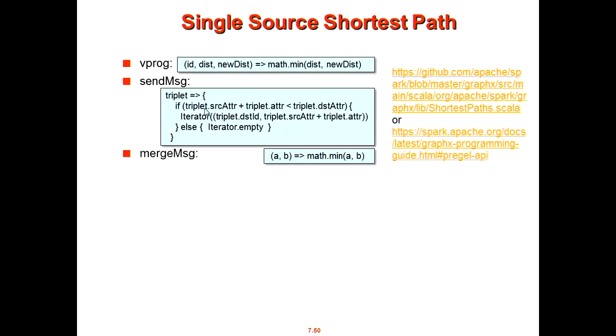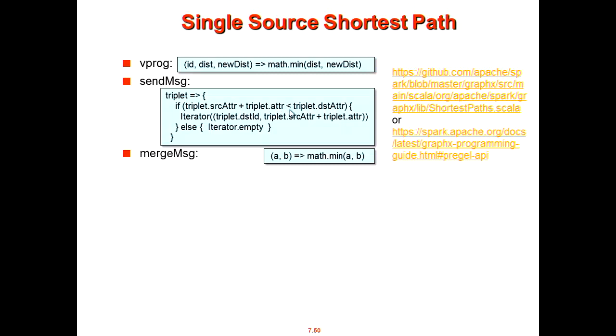So it will try to check if I need to send my message out. How to do that? There's a triplet. For this triplet, it will check the source attribute, so it's just one edge, plus the triplet attribute, which is the edge attribute. So the incoming neighbor and the edge to the destination. It will compare if the source attribute plus the edge attribute is larger than or smaller than the destination attribute. If it is, which means that this is an update, right?